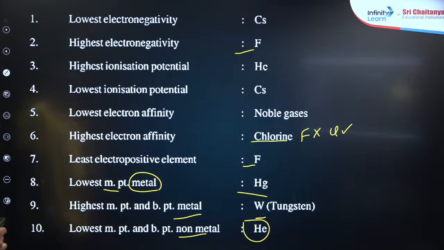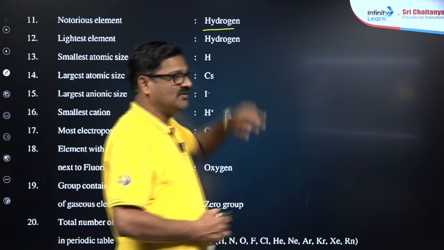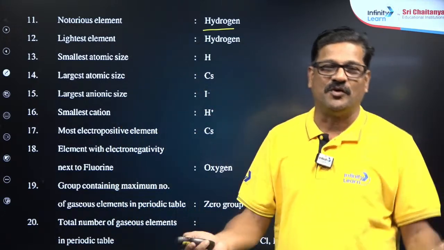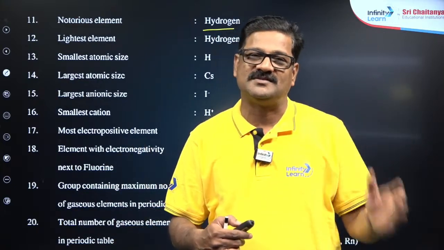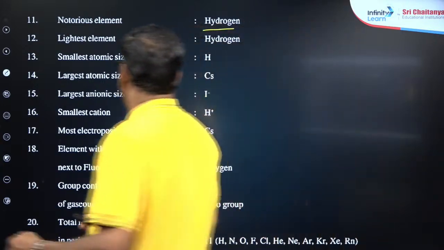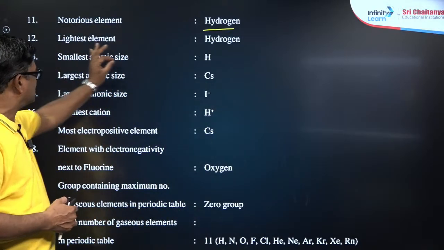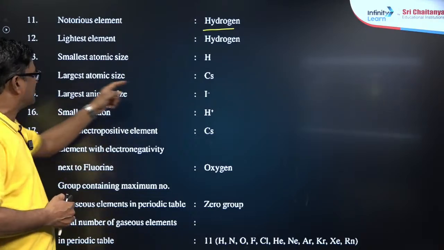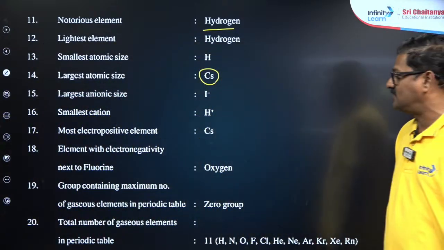Let's move ahead. Now, the notorious element, hydrogen. Why do you say notorious element? Because this is the element that has no place. Somebody says it is present in group 1, somebody says it is present in group 17, it has no place. And the lightest element is again hydrogen. And smallest atomic size, hydrogen still. Thank you. Largest atomic size is cesium. Cesium is the largest atom in the entire periodic table.